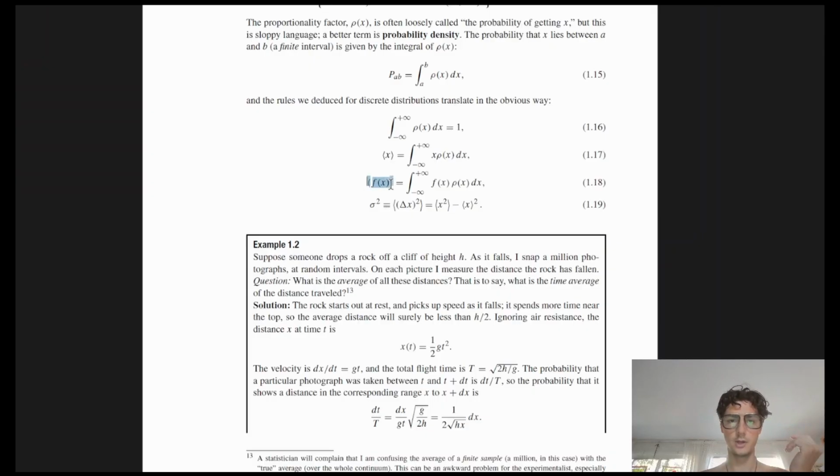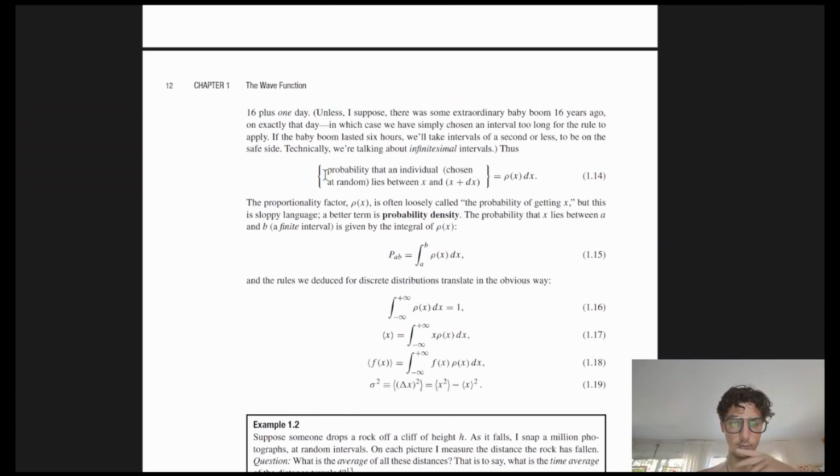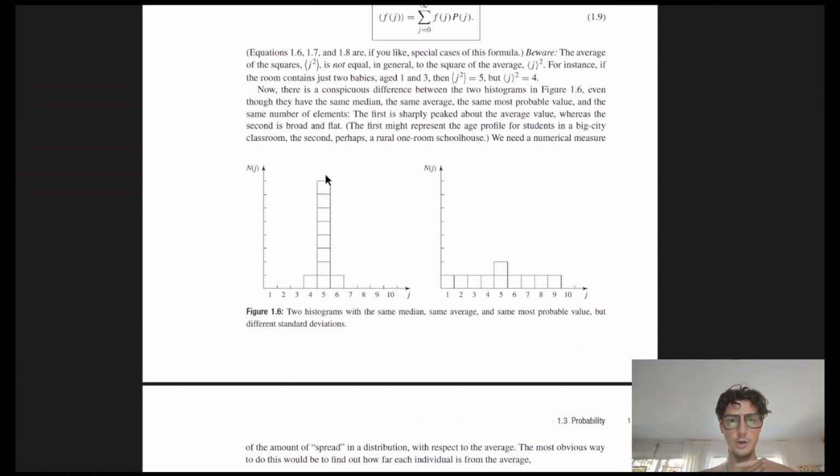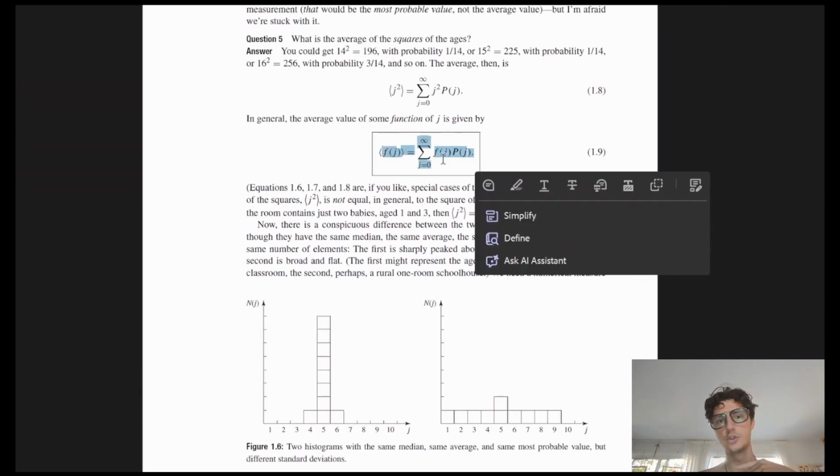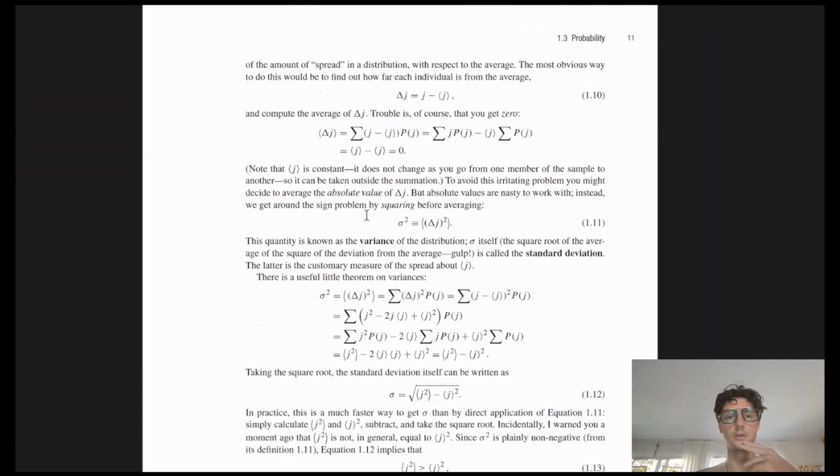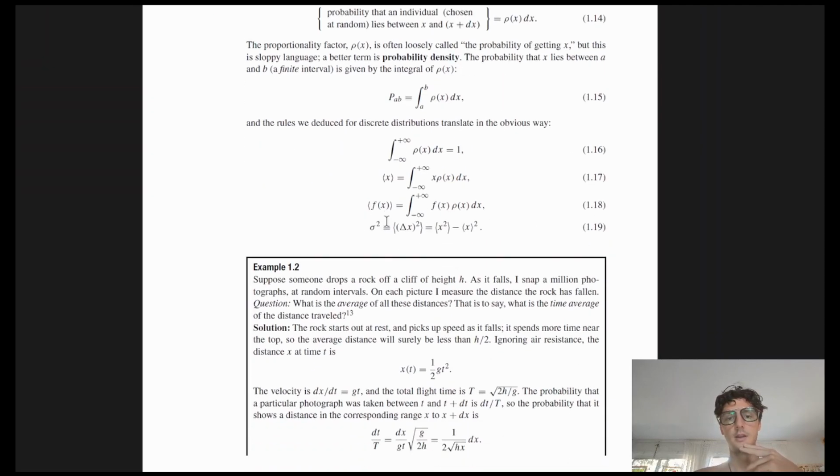And in general, we have this, which is very similar to the boxed equation we saw here. We just changed the summation to an integral. The average of some arbitrary function of x is the integral over all space of that function times the probability density with respect to dx.